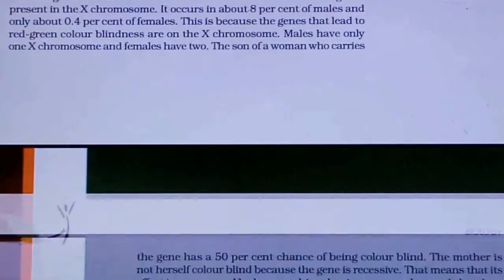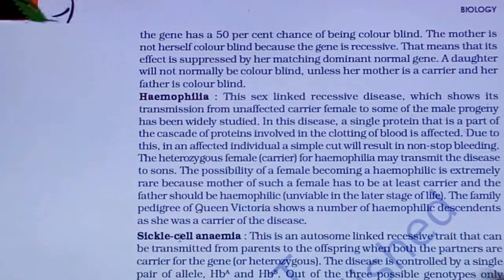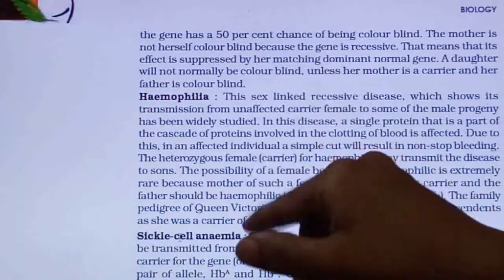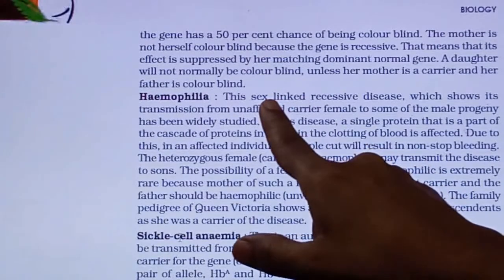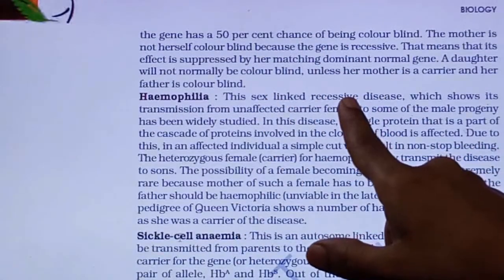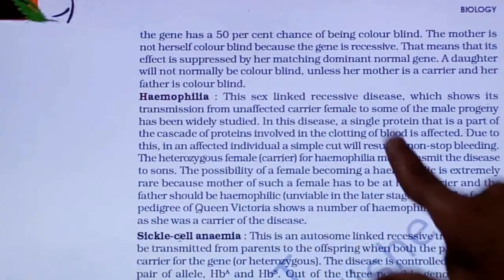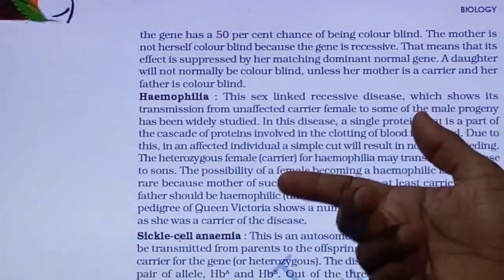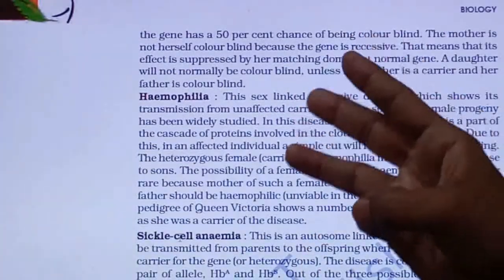See the next point, hemophilia. This is a sex-linked recessive disease. For every disease given here, you have to highlight whether it is sex-linked or autosomal, and whether it is recessive or dominant. Please underline this. And what is the cause? Whether there are carriers or not, and you have to make a flow chart also. Based on this, a 2 or 3 marks question will be asked.